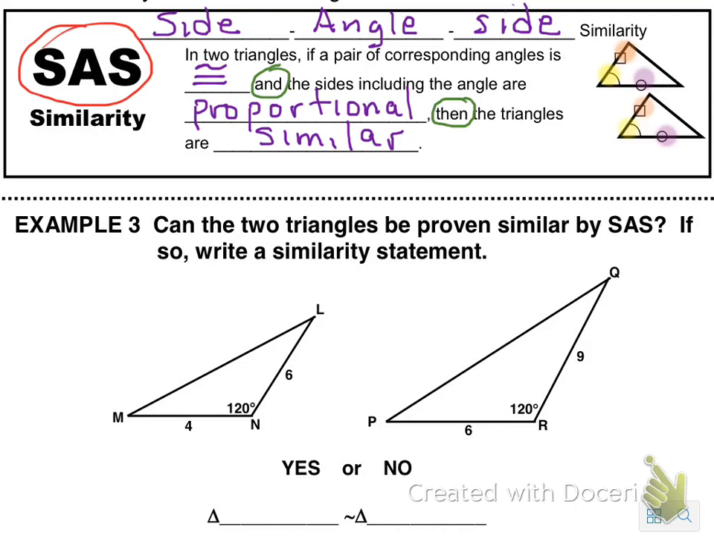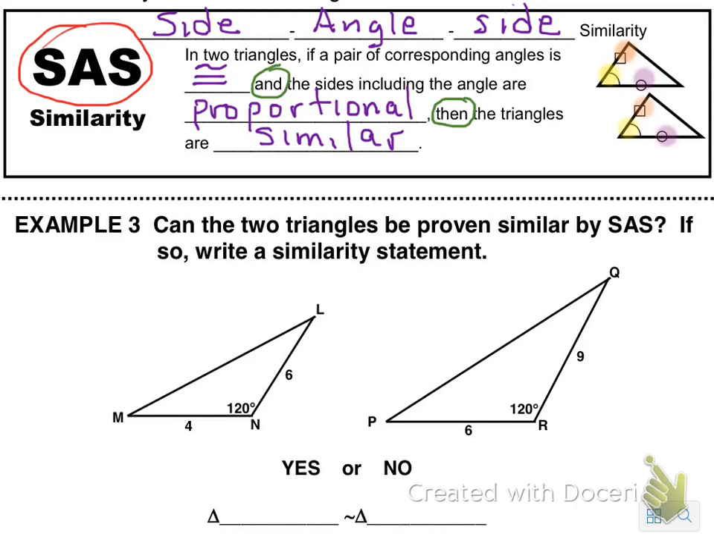Now let's understand what this means when we say including the angle. If you'll notice, the angles that are highlighted in yellow are formed by two sides. Those two sides include the angle. That's what we mean when we say the sides including the angle. It's the two sides that form the angle. So let's look and see how this theorem works.